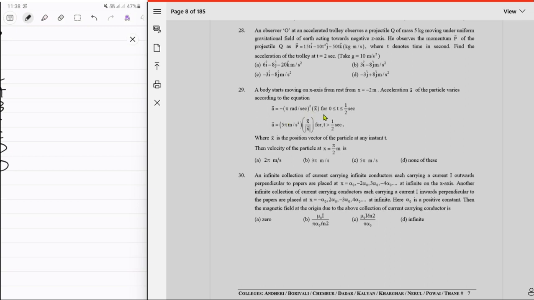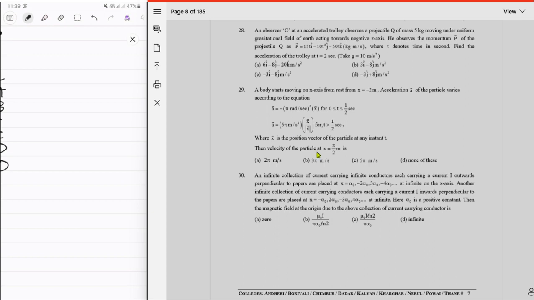That is like the x vector for the first part, and then the acceleration is 5 pi signum, in the x hat direction for the later part, right?